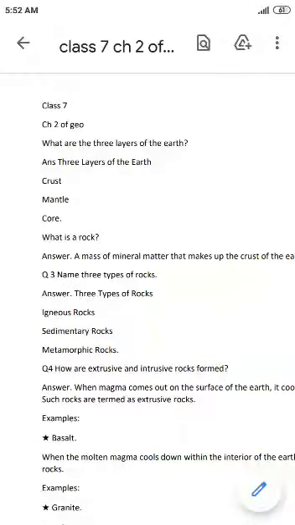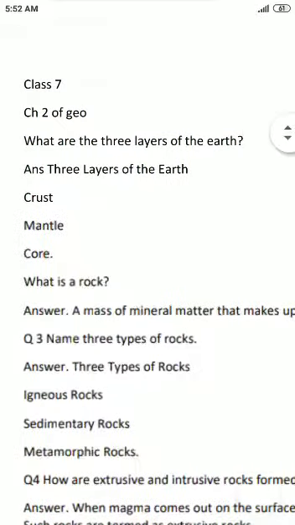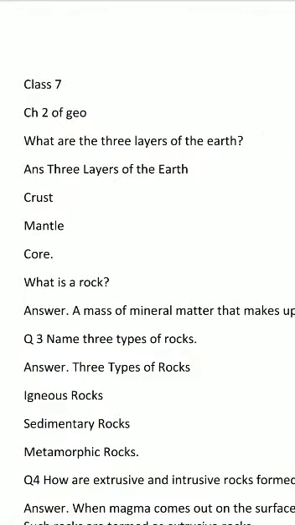In class 7, we are going to start chapter 2 question answers. We have completed the chapter. Now let us start the question answers. The name of chapter 2 of geography is the interior of the earth.